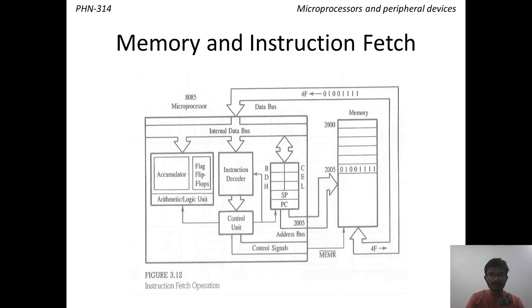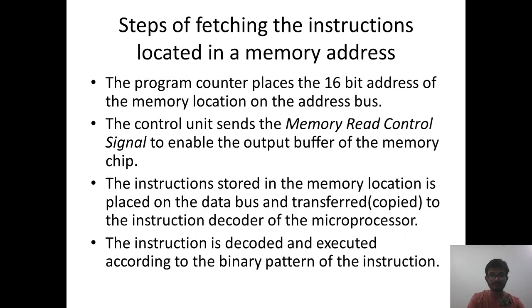If you can see the figure on the screen, the instruction code 01001111, that is 4F in hexadecimal, is stored in memory location 2005. To fetch the instruction located in memory location 2005H, the following steps are performed. The program counter places the 16-bit address 2005H of the memory location on the address bus.